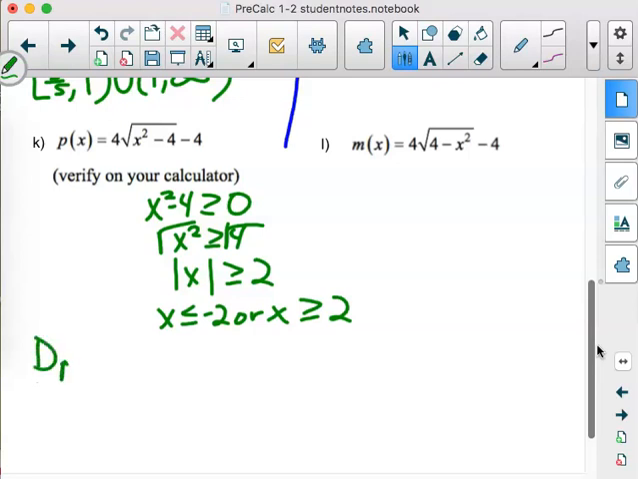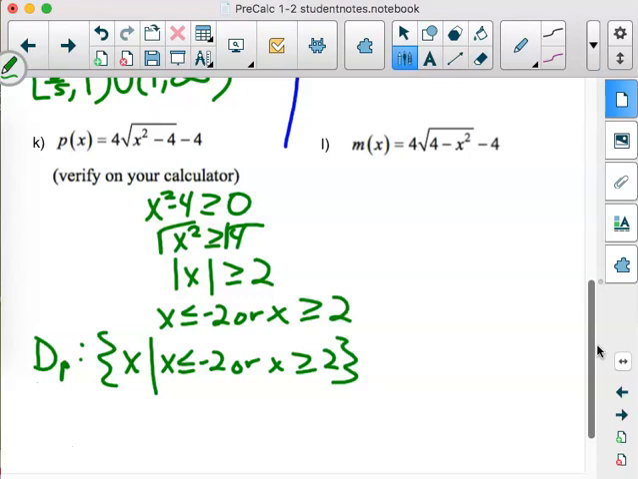So the domain of p is the set of all x such that, well, what we just said, x is less than or equal to negative 2, or x is greater than or equal to positive 2, and all because it was an x squared underneath that even radical right there.